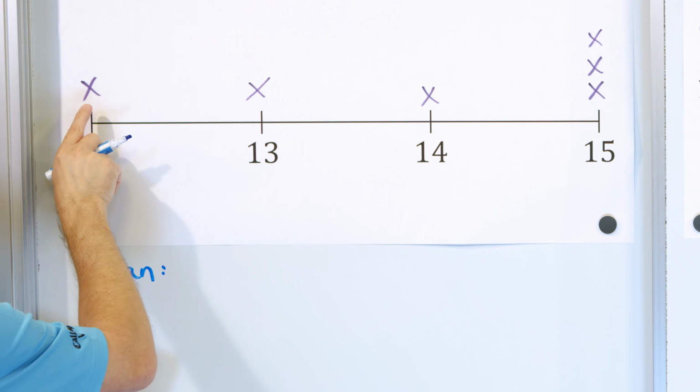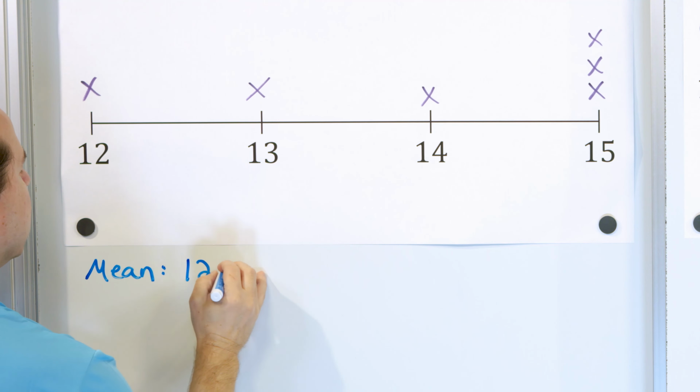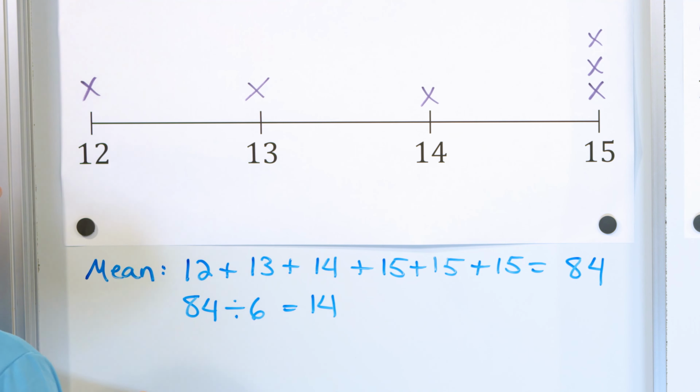So what you do is you add these up. You have one 12-year-old, one 13-year-old, one 14-year-old, and then you have 15, 15, and another 15. And when you add all these guys up, 12, 13, 14, 15, 15, 15, you get 84. And when you take 84 and you divide by 6, you will get 14. So the answer that you get is 14 years old, all right?